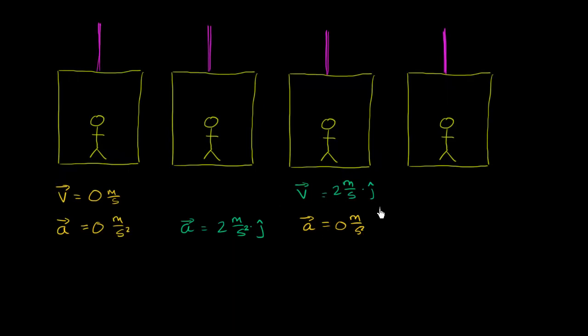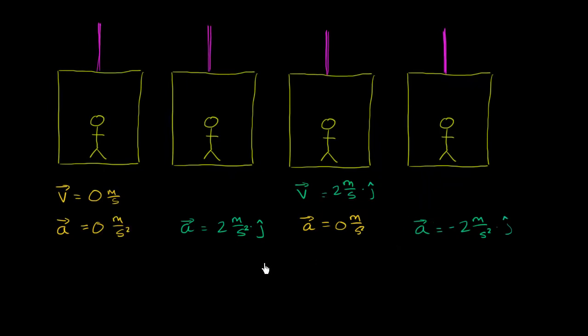But we're getting close to our floor, and so the elevator needs to decelerate. So it decelerates. The acceleration here is negative 2 meters per second squared times the j direction. So it's actually accelerating downwards now. It has to slow down to get back to stationary.